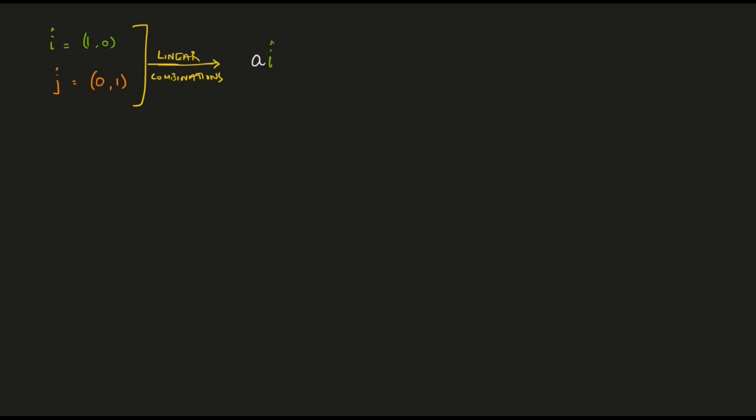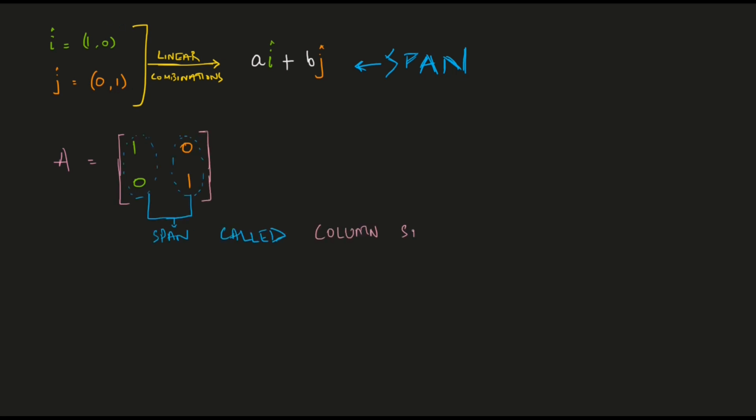That is A times i hat and B times j hat, where A and B take all real values. Now remember that by definition, this is the span of the two vectors. But this video is all about matrices. So if I were to write these vectors as the elements of a matrix A, their span is now called the column space of A.